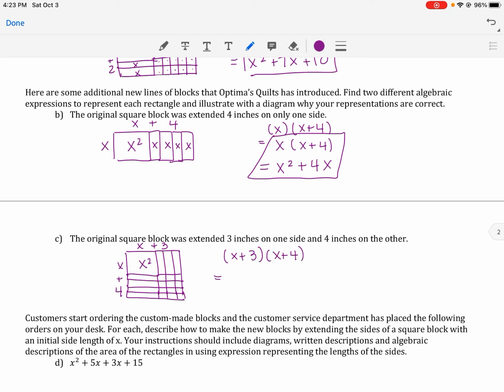Okay, now let's look at another expression, x squared. I've got 3 x's here, 3x. I've got 4 x's there, so plus 4x. And then I've got 12 units, 1 units. So that's the same as x squared plus 7x plus 12. Those are all equivalent statements.